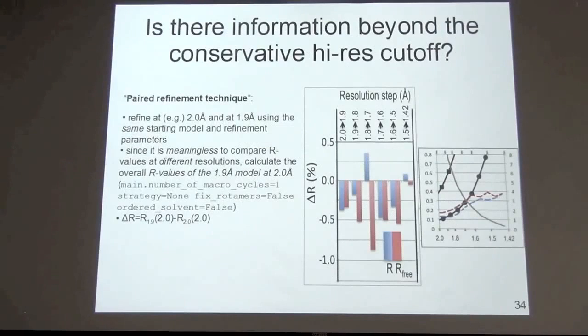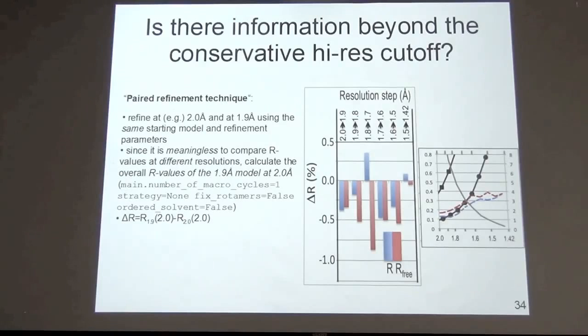And now let's assume we want to find out which resolution shell still improves our model. This is just Phil's idea in disguise. So we use the paired refinement technique. For example, start at 2 angstrom and 1.9 angstrom, do 2 refinements in parallel, and use the same starting model and parameterization. Then take the 1.9 model and calculate its R values for 2.0 angstrom data without further refinement. Keep the model fixed. The 1.9 angstrom model is fixed. It's just a PDB file. Don't refine it. Just get R-work and R-free.